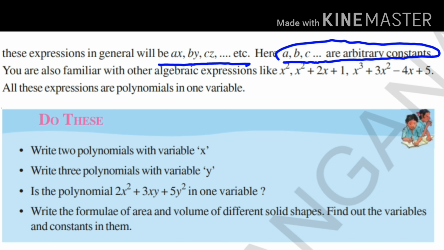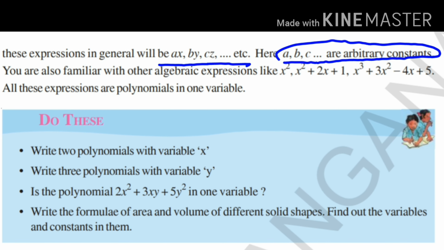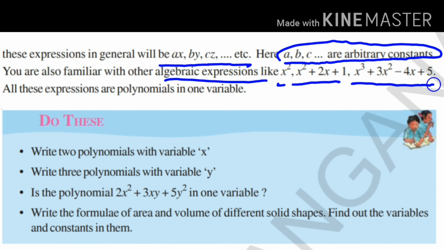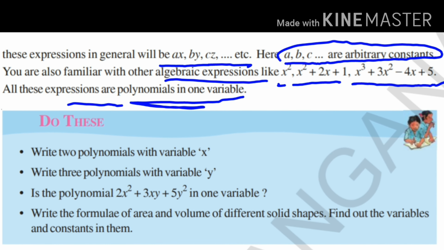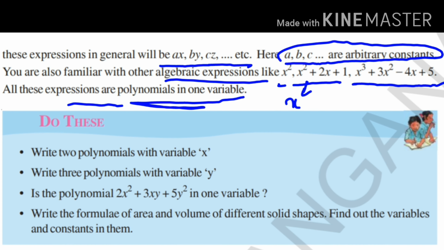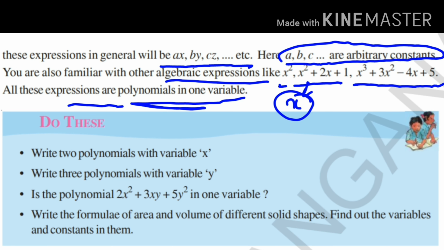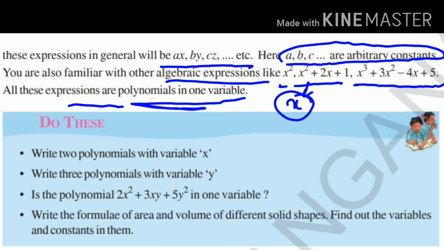And consider the familiar algebraic expressions like x square plus 2x plus 1, x cube plus 3x square minus 4x plus 5. All these are polynomials in only one variable, that is x. If you use one variable, that is called a polynomial in one variable. If you use two variables x and y both, then that is a polynomial in two variables.